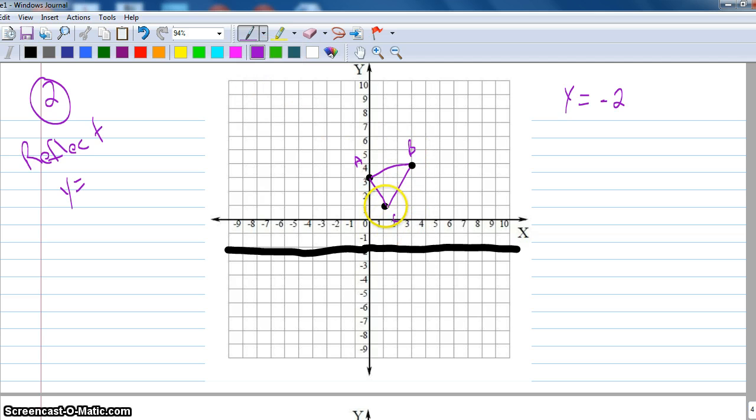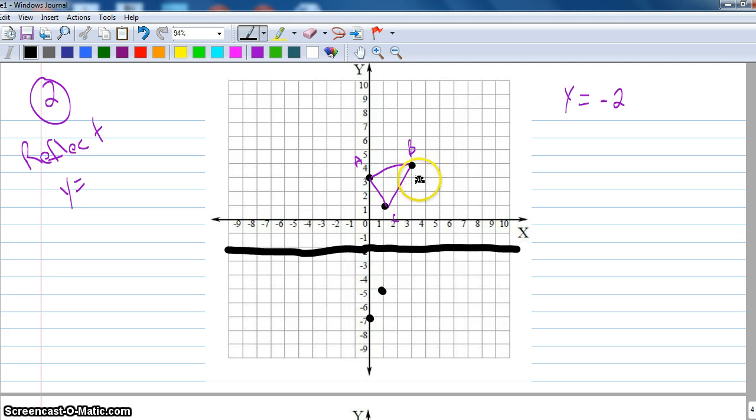So here we go. Here's C. How far are we away from this line? We are 1, 2, 3. We're 3 away, so go 3 again. 1, 2, 3. So this is where your brand new C is going to be. Right there. A. You are 1, 2, 3, 4, 5. You're 5 away, so go 5 more. 1, 2, 3, 4, 5.